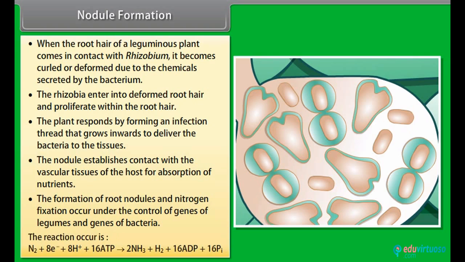The reaction that occurs is nitrogen plus 8 electrons plus 8 hydrogen ions plus 16 ATP gives 2NH3 plus hydrogen plus 16 ADP plus 16 Pi.